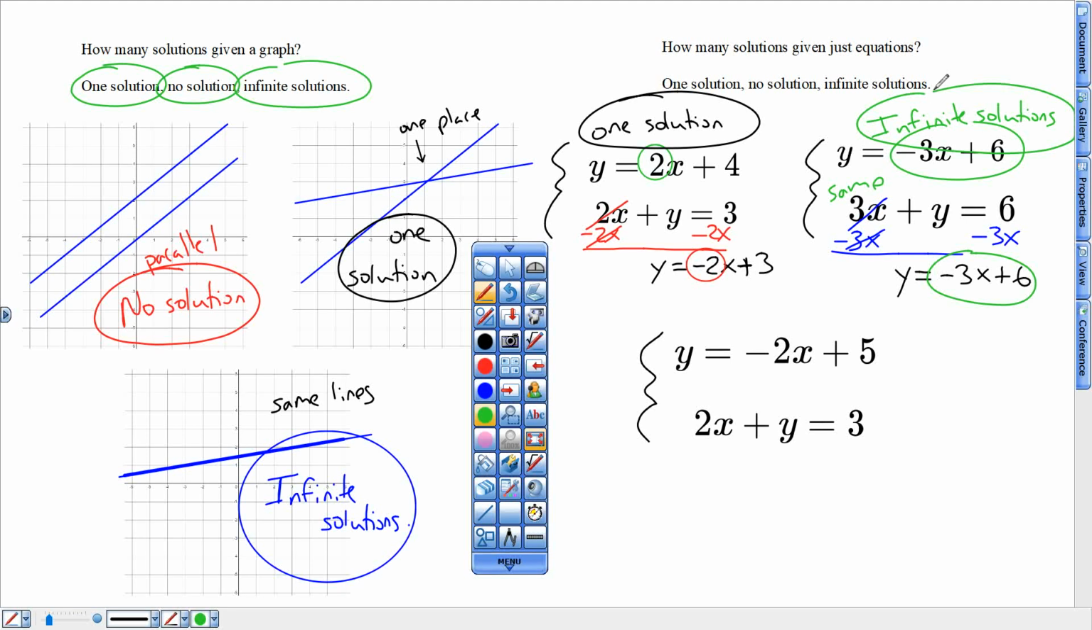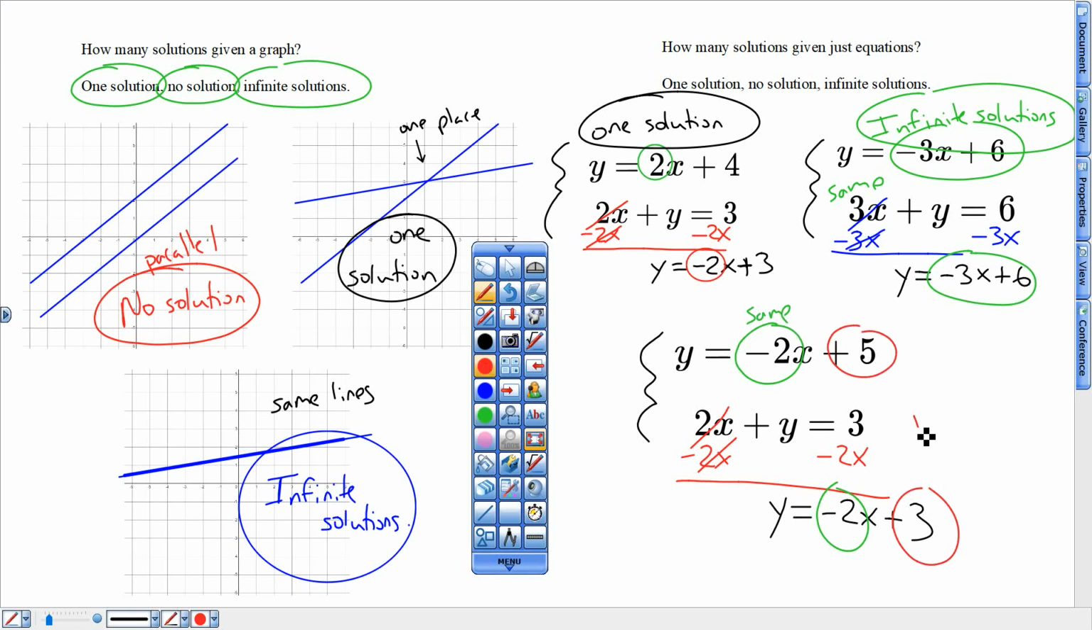And of course, if I do this one and take away 2x, that gives me y equals negative 2x plus 3. Whenever I have these the same, but these different, that's parallel. That's no solution. You need to memorize that just by looking at equations.